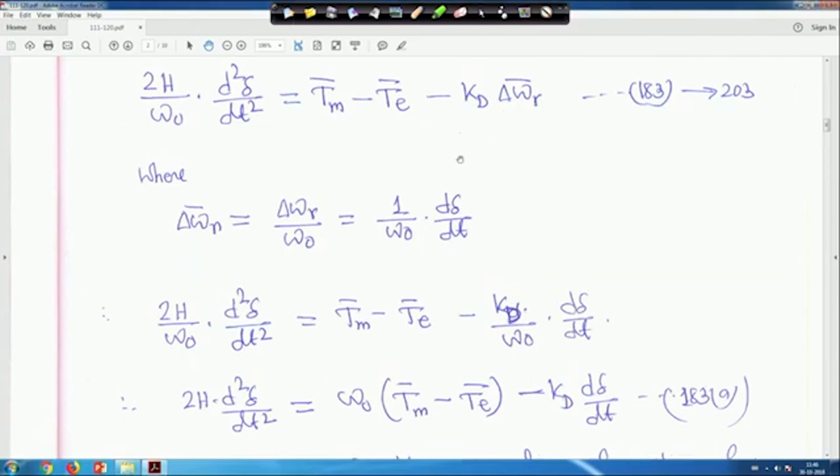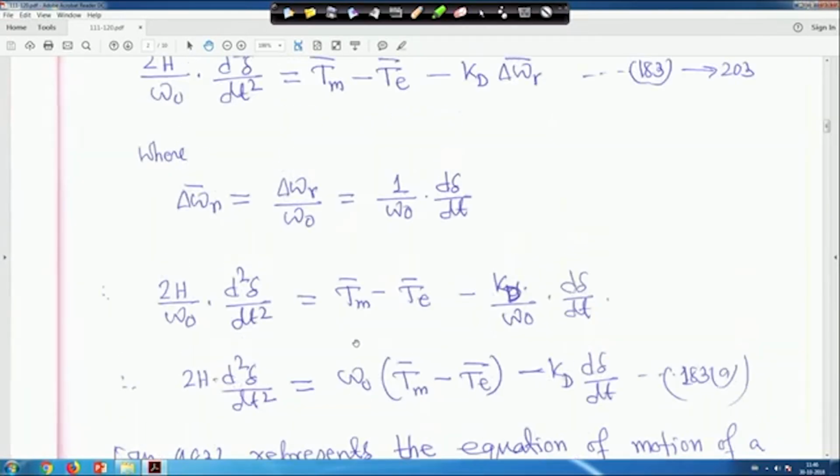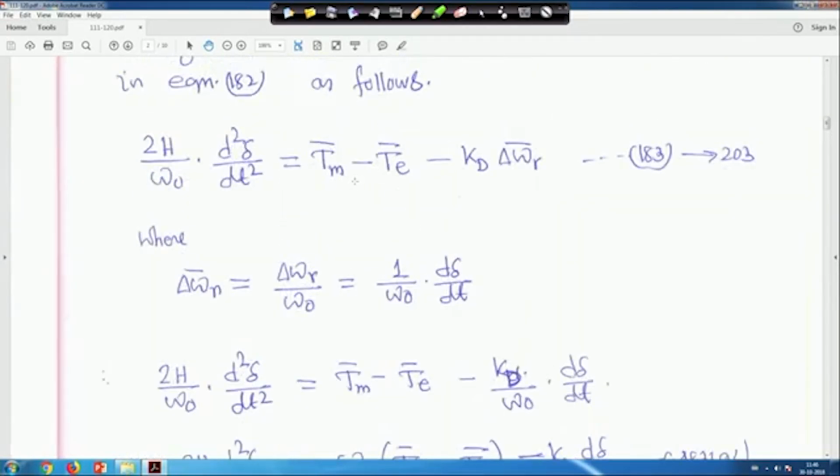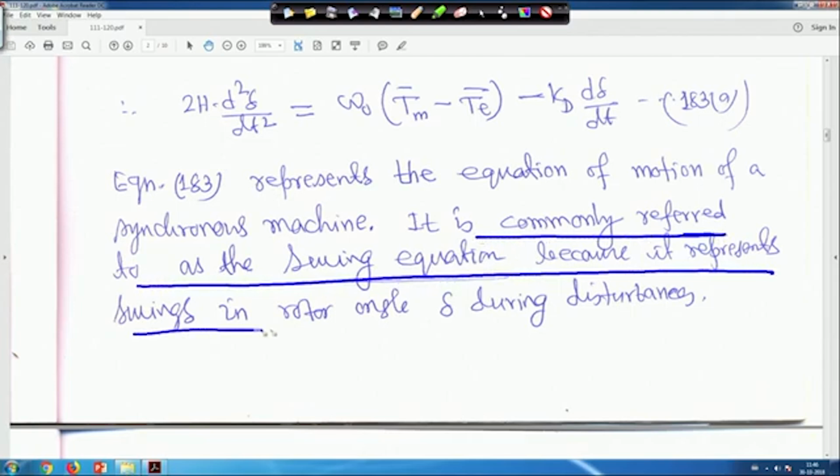So, equation 183 represents the equation of motion of a synchronous machine. I mean this equation 183. It is commonly referred to as the swing equation because it represents swings in rotor angle delta during any disturbances.